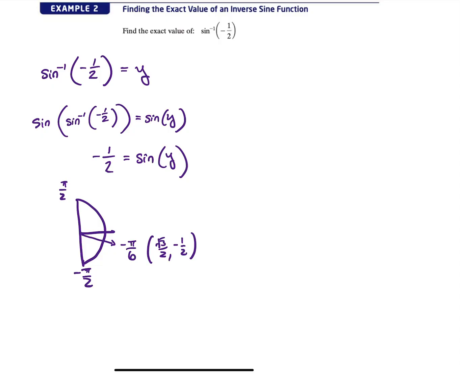And there is another angle on the unit circle we could imagine at 7 pi over 6. The sine is also negative 1/2, but again, it's outside of that range, that allowable set of output values. So we take this single value here. So I can say this angle is negative pi over 6. So our original statement, the inverse sine of negative 1/2 is equal to negative pi over 6. That's the angle that produces a sine value of negative 1/2.